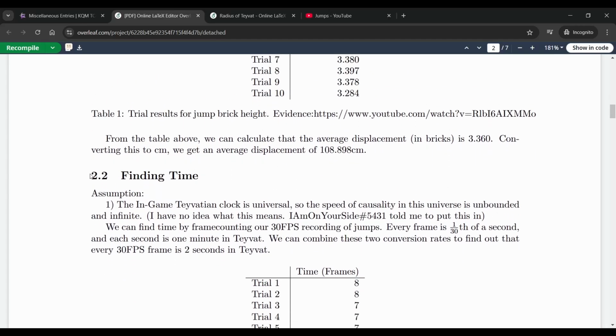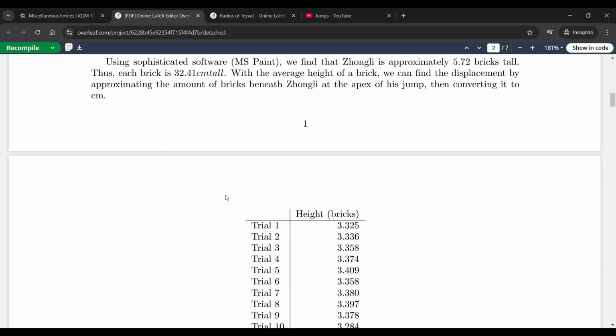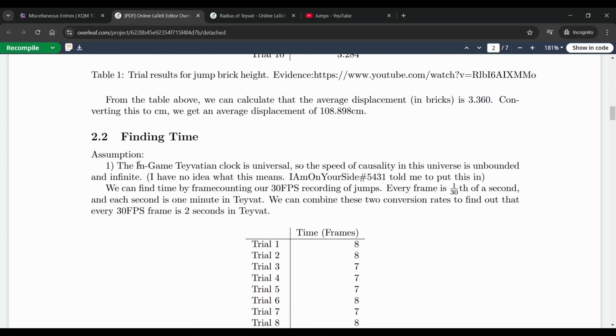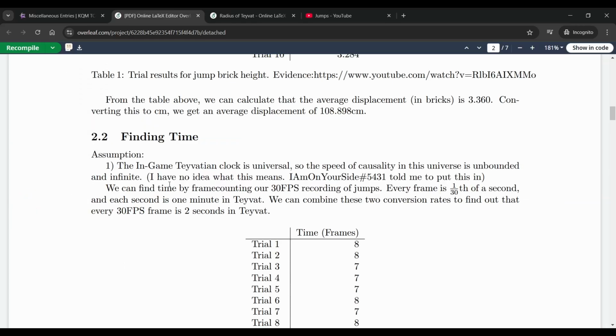Then we have finding time, in which case they say they have an assumption. Would be nice to put that into the introduction if you're talking about assumptions. Yeah. The in-game Teyvatian clock is universal, so the speed of causality in this universe is unbounded and infinite. What is this? Whatever the heck Al-Haytham was reading? I actually understand what it means, though. The author doesn't understand what it means, but someone said to put it in. I am on your side. Speed of causality and universal clock.